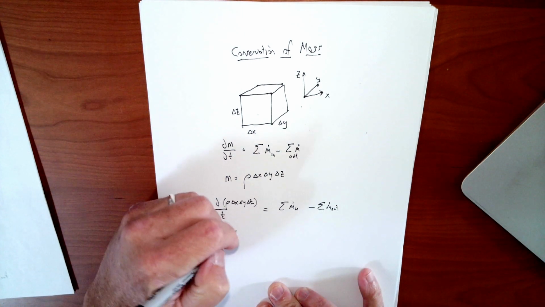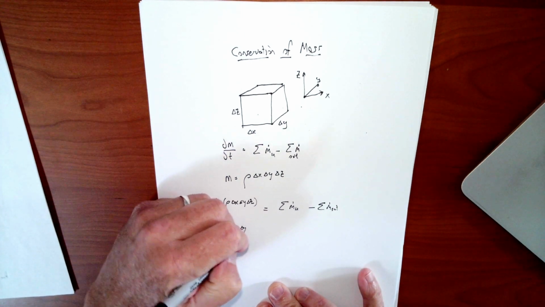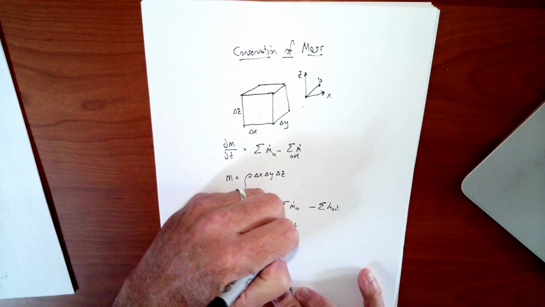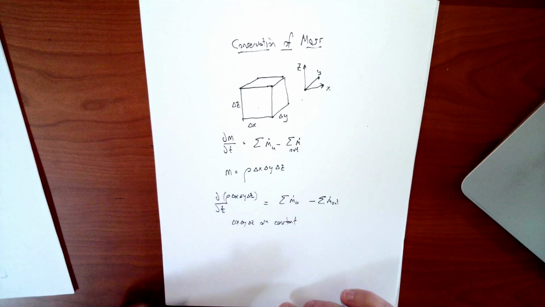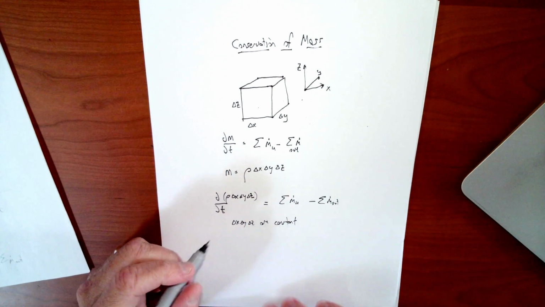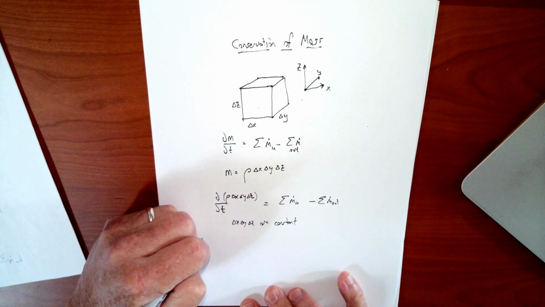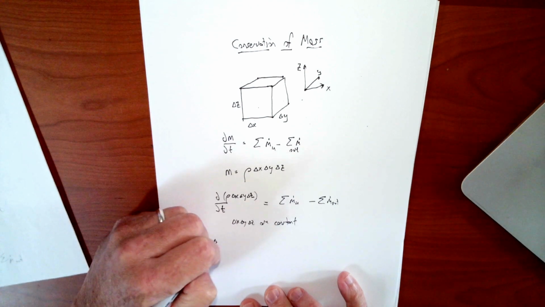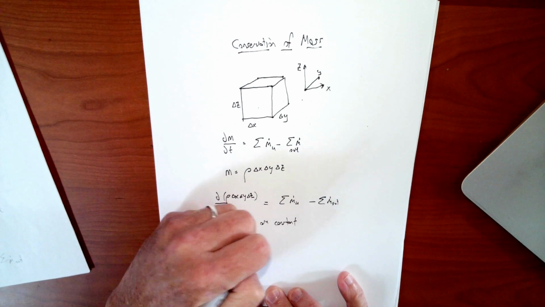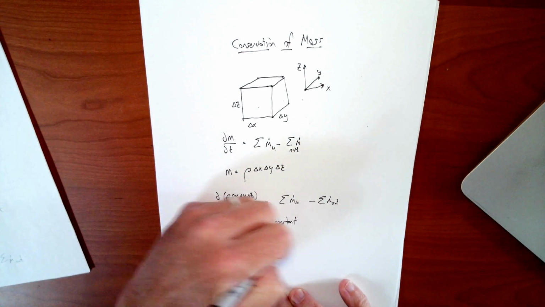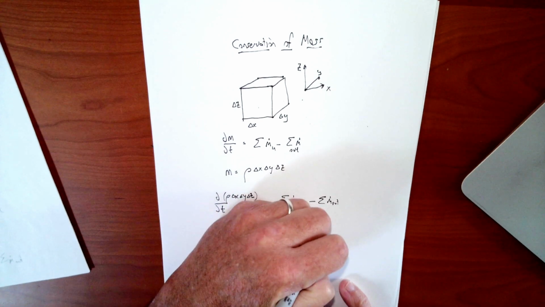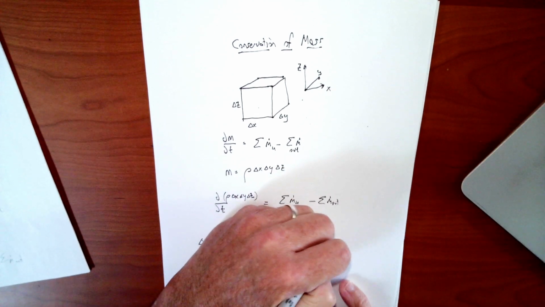We're going to assume for the moment that delta x, delta y, and delta z are constant. As I say, we'll take them infinitesimal at some point, but for this derivation, we're studying this particular little box of fluid, so we can pull those out in front. Delta x, delta y, and delta z are not going to change with time. So we have d rho dt is equal to the sum of the inflowing mass minus the sum of the outflowing mass.